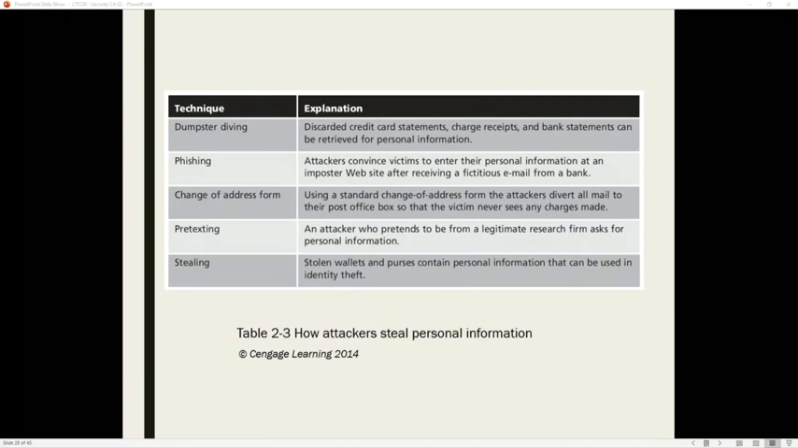And then, of course, your wallet, if you carry one, or a purse or other personal satchel of items, can be rife with personal information that people could then use.